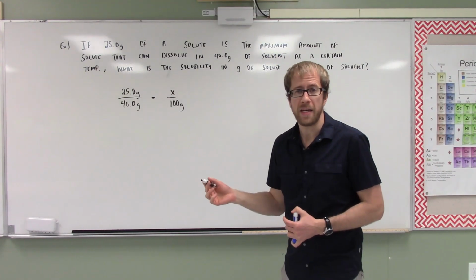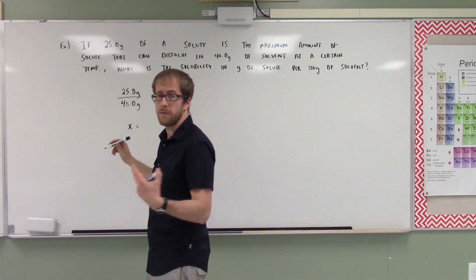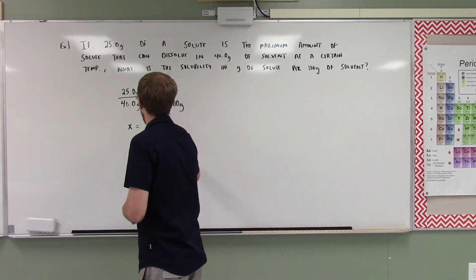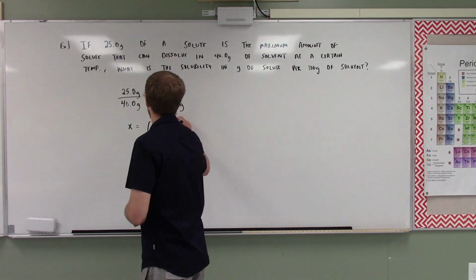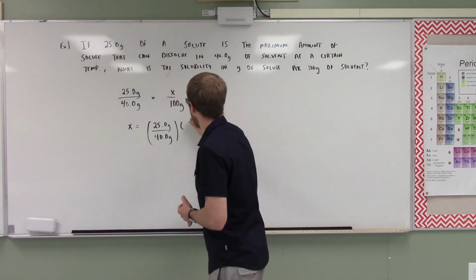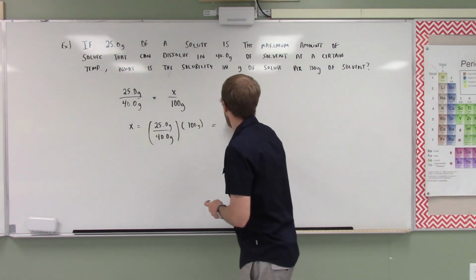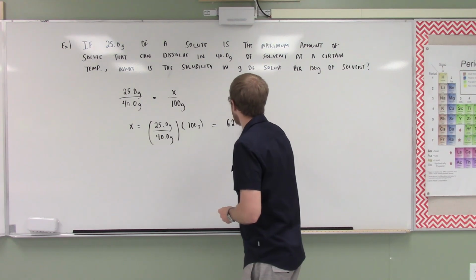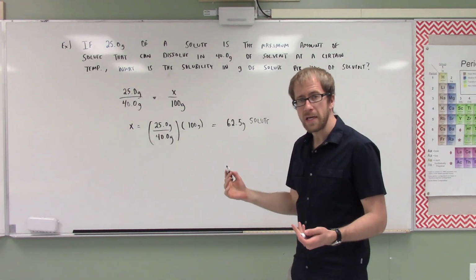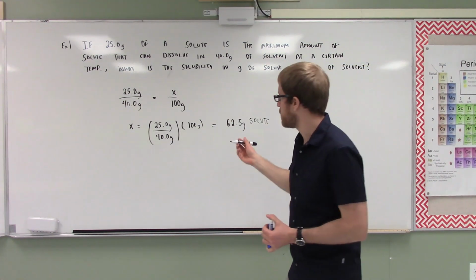So all we have to do here then is solve for x. X represents our amount of solute. So that's going to be 25.0 grams over 40 grams. And we are simply going to multiply both sides by 100 to isolate x. And we find that it's 62.5 grams of our solute. So we could then say that our solubility is 62.5 grams of solute per 100 grams of solvent.